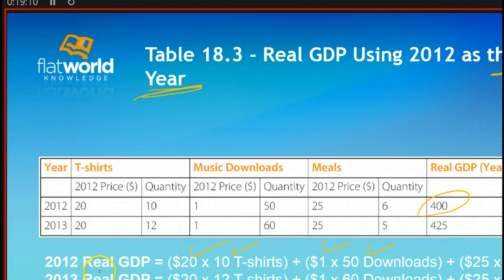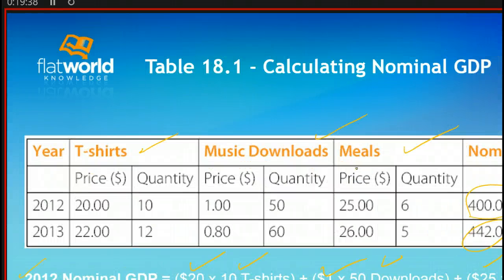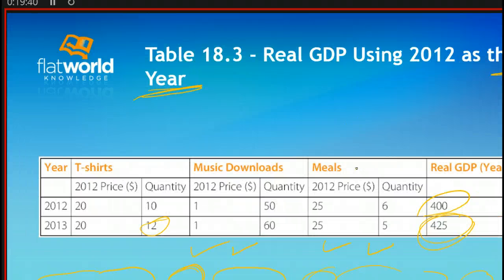Now, how I measure 2013's real GDP will be a little different. I'm going to take 2013's output and I'm going to multiply it by 2012's price levels. Look at that. And what I'm going to get is that the real GDP, if 2012 is my base year, for 2013 is only $425, not the $442 of nominal GDP. So real GDP is going to be lower than the nominal GDP.